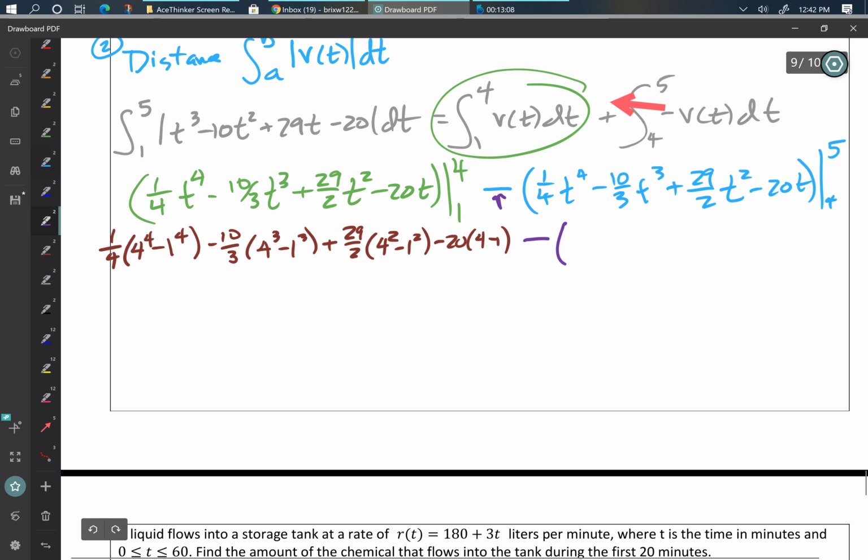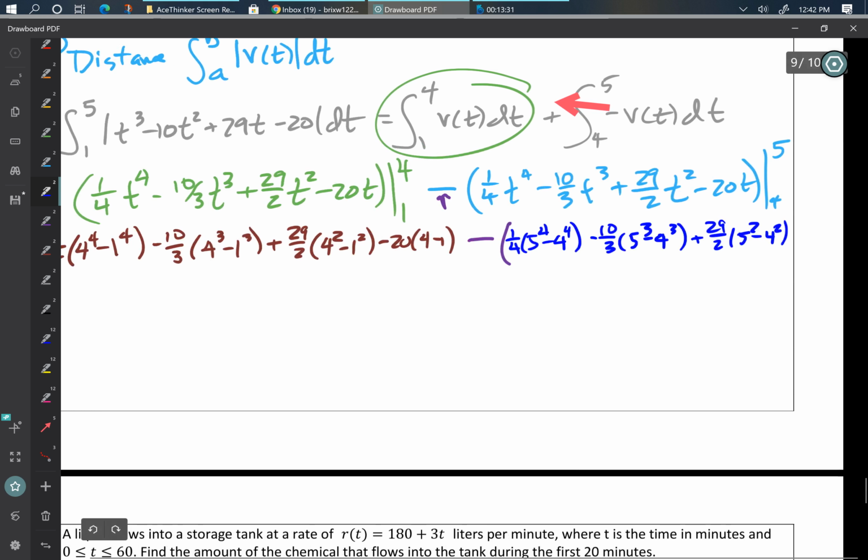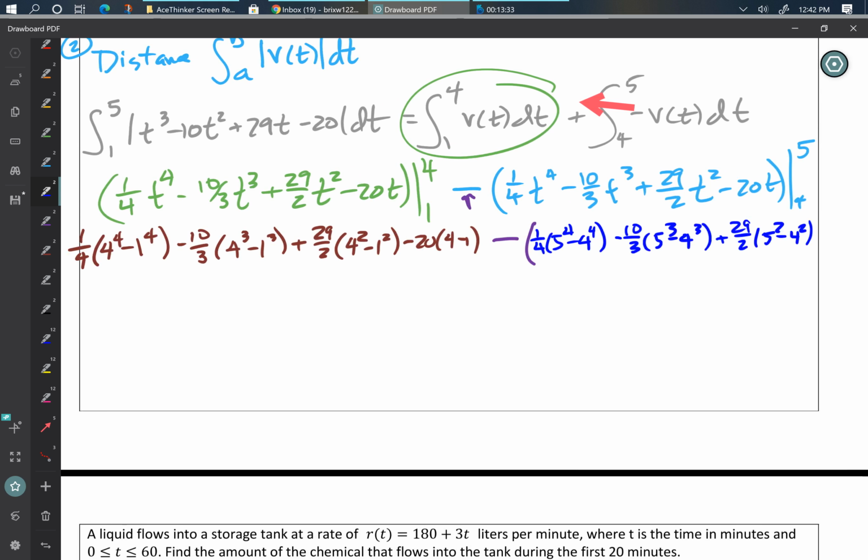Whew. Now I have to do it again. 1/4 times 5 to the 4th minus 4 to the 4th minus 10/3 times 5 cubed minus 4 cubed plus 29/2 times 5 squared minus 4 squared plus, and I'm running out of space here, I'll say minus 20 times 5 minus 4.